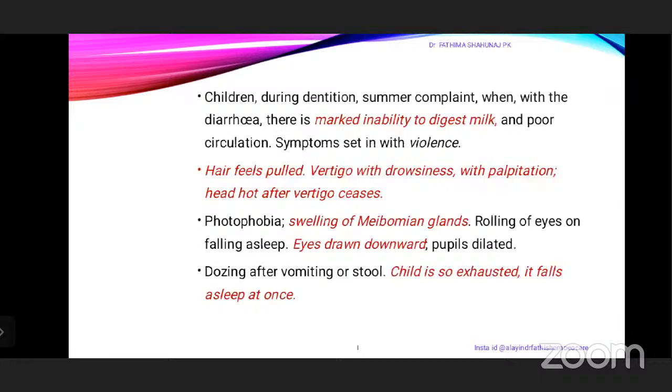And then important symptoms from Boericke also: children during dentition, summer complaint, when with diarrhea, there is marked inability to digest milk and poor circulation. Symptoms set in with violence, hair feels pulled, vertigo with drowsiness, with palpitation, and head hot after vertigo stops. Then photophobia, swelling of meibomian glands, rolling of eyes and falling asleep. Eyes drawn downward, pupils dilated. Dozing after vomiting or stool. The child is so exhausted, it falls asleep at once.